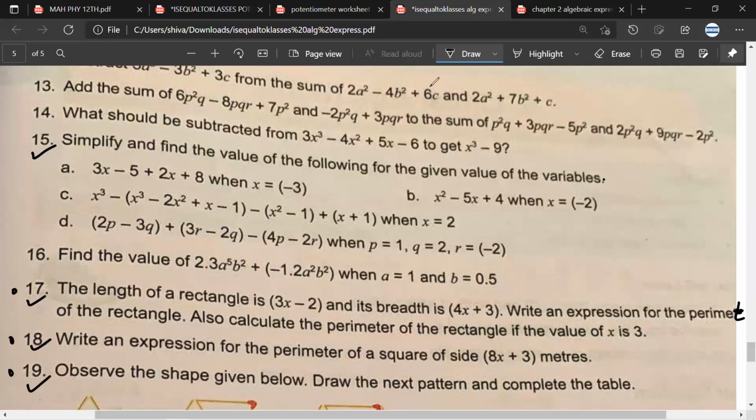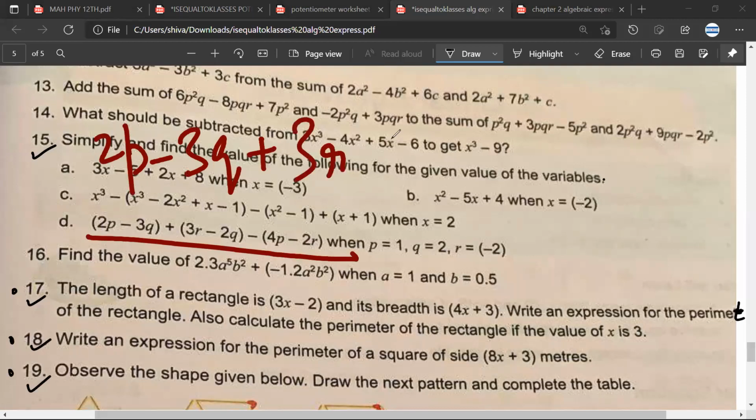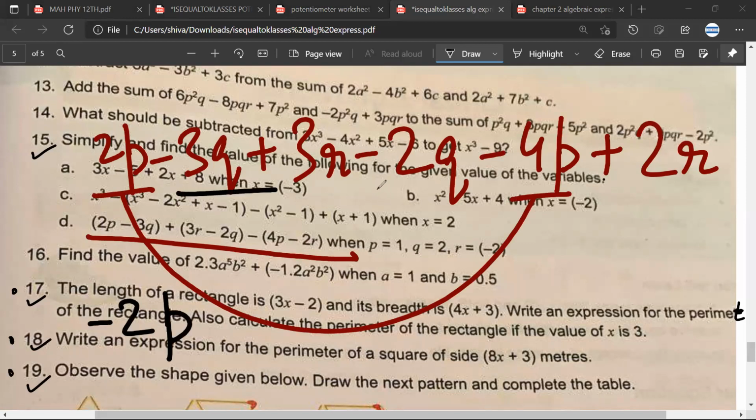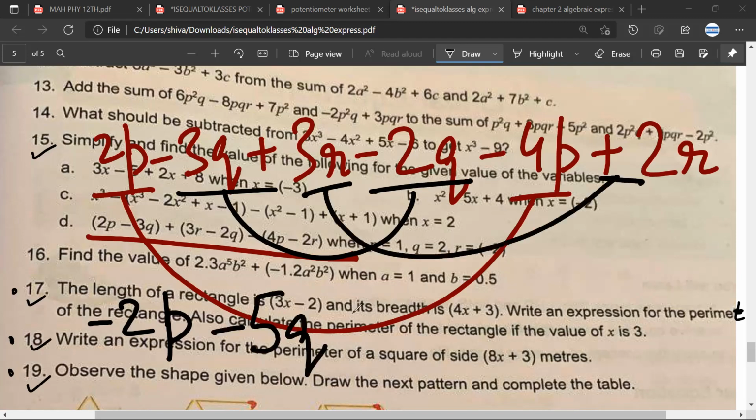Okay, so let us try to finish the question. So this will be 2p minus 3q plus 3r minus 2q minus 4p plus 2r. 2p and minus 4p would be, Mr. Sarthak? So minus 2p. Minus 3q and minus 2q, Mr. Sarthak, would be? So minus 5q. Plus 3r and plus 2r, Mr. Sarthak, would be? Plus 5r.